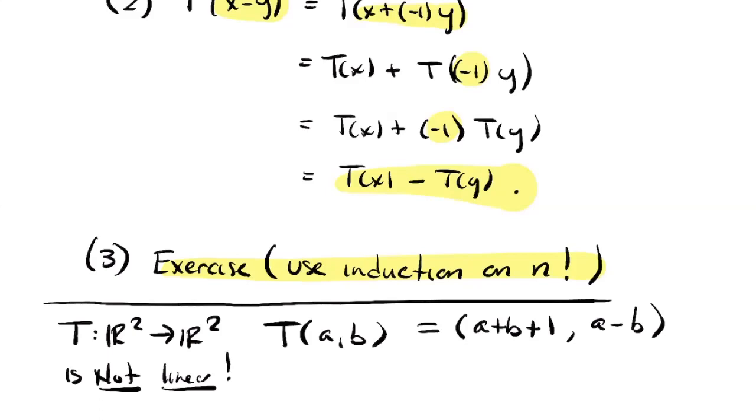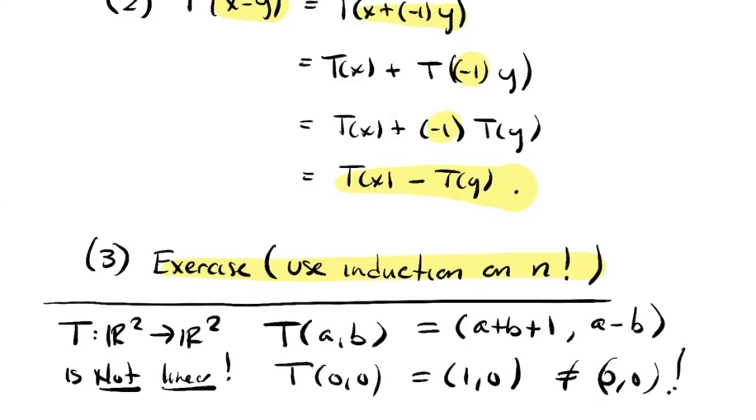Which might surprise you because you're looking at those coordinate functions, a plus b plus 1, a minus b, they kind of look linear. But look, T of the 0 vector is not the 0 vector. So I'm not going to check a bunch of properties about that T. It can't be a linear map. Yeah, so this is kind of a nice thing to check right away.